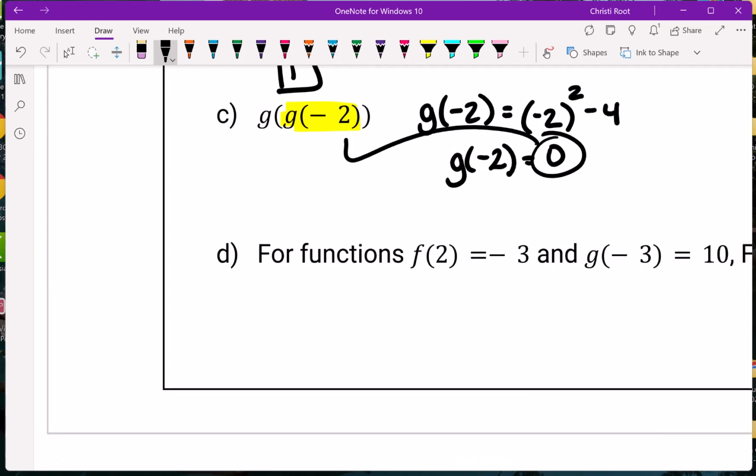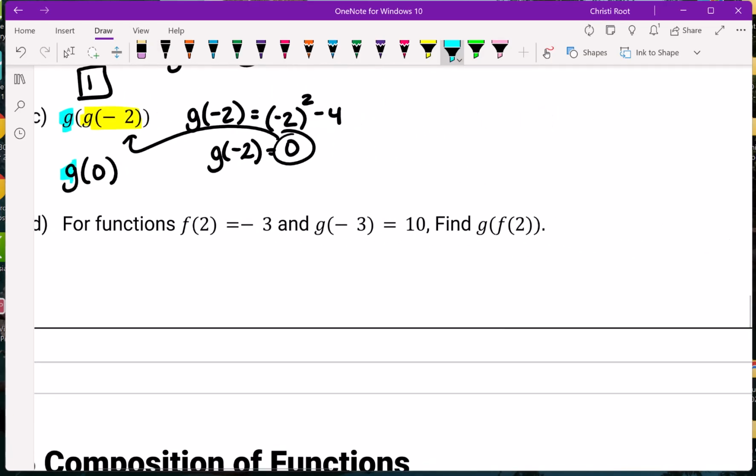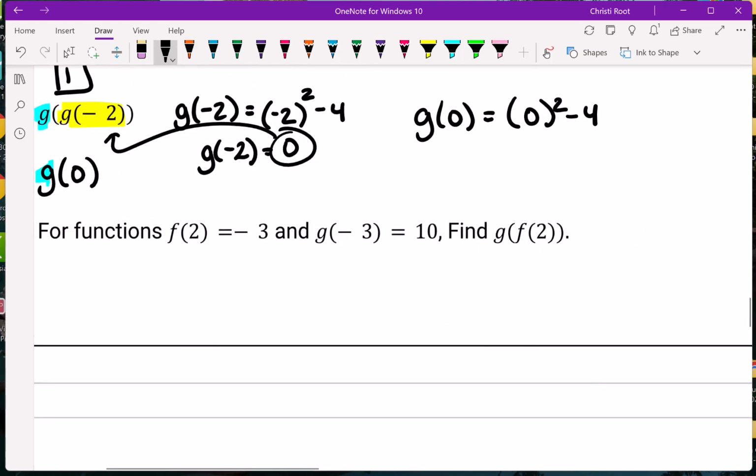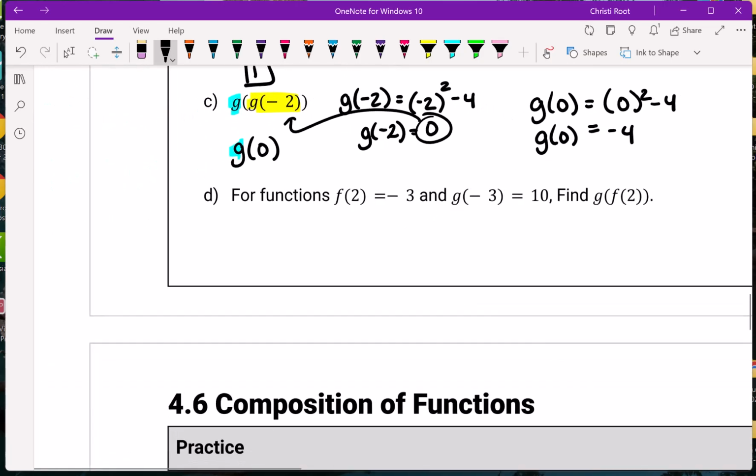Now I'm going to take that output and plug it back in. I'm going to use the same function because it says to use g twice. So I'm going to plug in a 0. So g of 0 equals 0 squared minus 4. So g of 0 is equal to negative 4. So the final answer will be negative 4 for your composition.